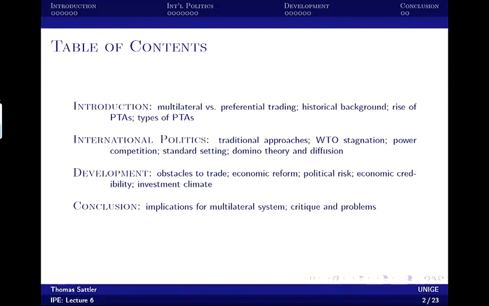And then I'm going to cover 2 explanations why we suddenly see these preferential trading systems. And the first one refers to international politics. So we're going to look at what happened in the international system that can explain this shift from the multilateral system to the preferential trading system.